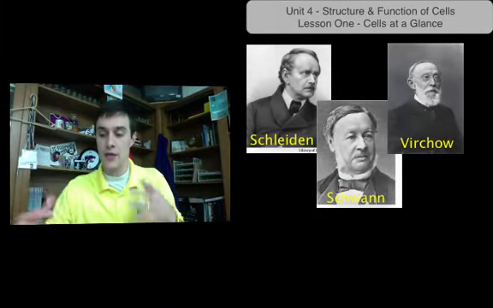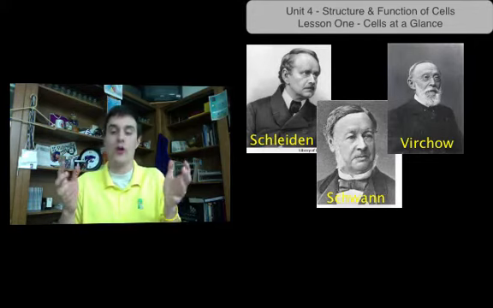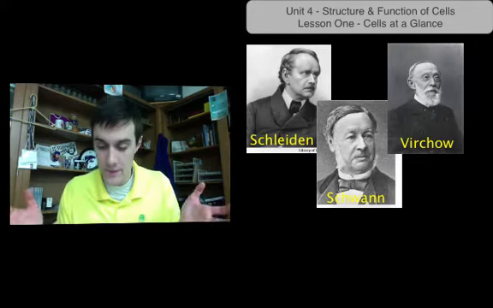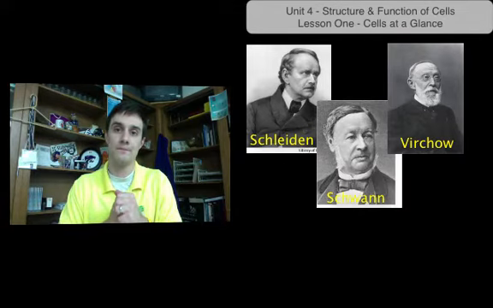Now we're going to go ahead and talk about the cell theory. So this early discovery and investigation from the likes of Hooke, van Leeuwenhoek, and all of their other comrades led into further investigations by German botanist Matthias Schleiden, German zoologist Theodor Schwann, and German physician Rudolf Virchow.